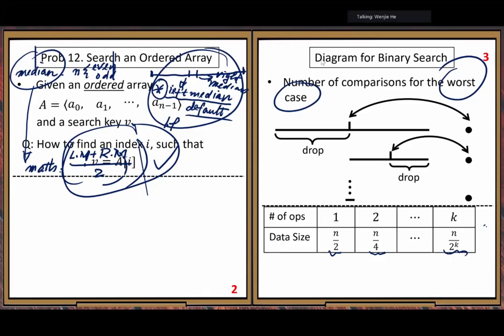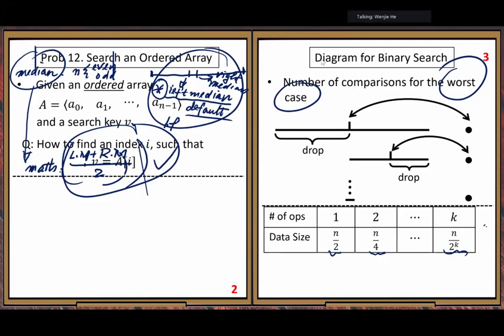All right. So then, next question. How do we find appropriate k such that after k comparisons, we can stop? We reach the end. We do not need to do one more comparison. How can we find that number k?